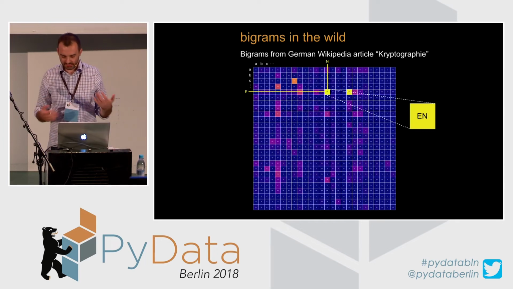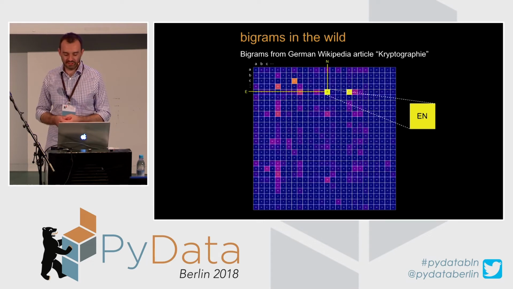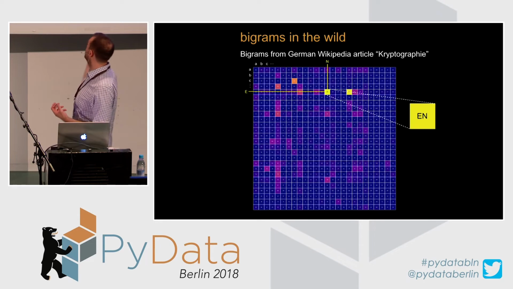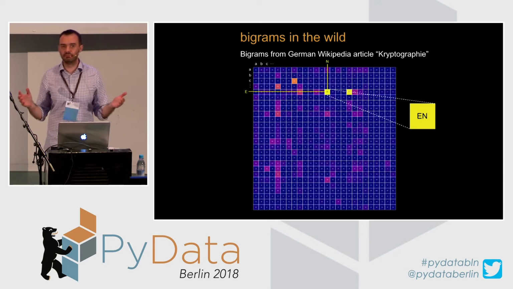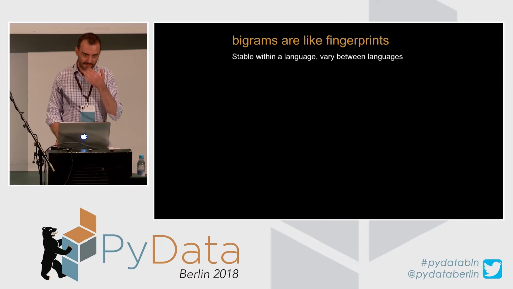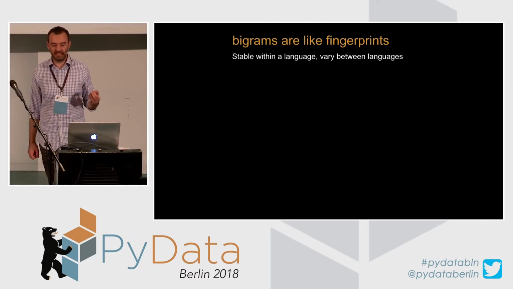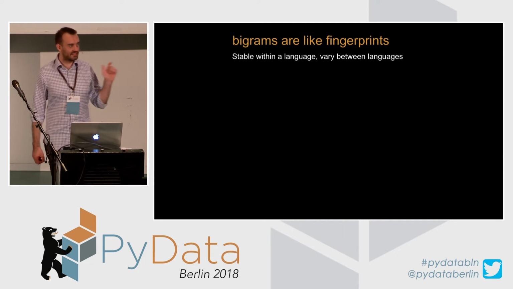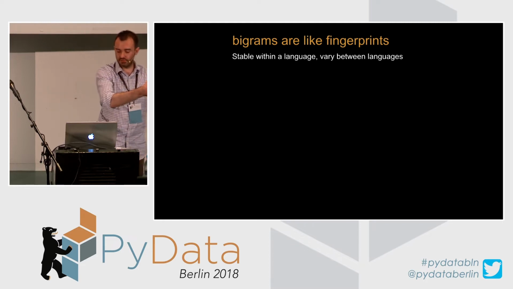So I'm going to suggest that this is kind of like a fingerprint for the German language. It tells you that EN, for example, is a really common bigram, as is ER, which is the other yellow one there. And almost all the other bigrams don't appear most of the time at all. So it's a highly non-uniform distribution and very specific. Let me expand upon that a little bit more. Bigrams are kind of like fingerprints for natural languages, in the sense that they're stable within a language, so it doesn't matter which sample of text you pick from within German, for example.